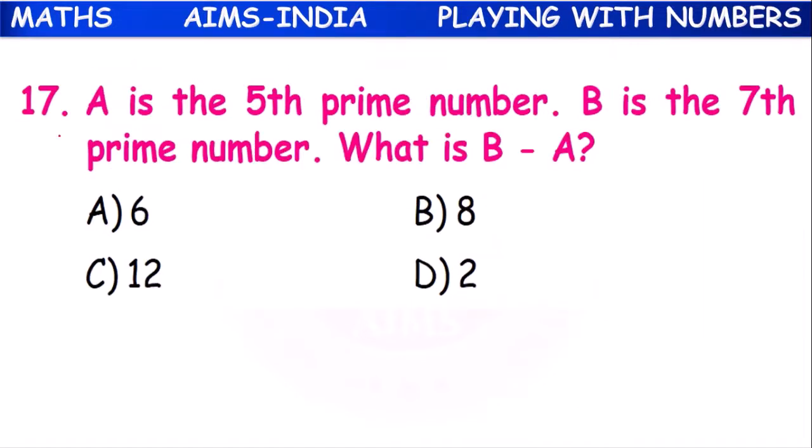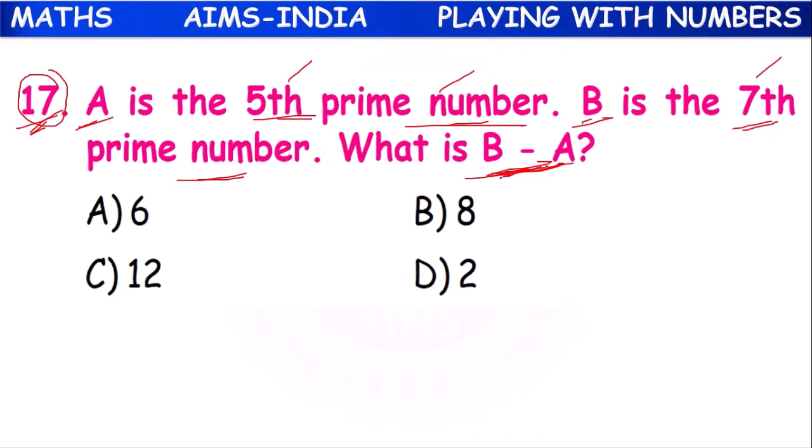Next, the 17th question. A is the 5th prime number. B is the 7th prime number. So what is B minus A? If A is the 5th prime number and B is the 7th prime number, what is B minus A?